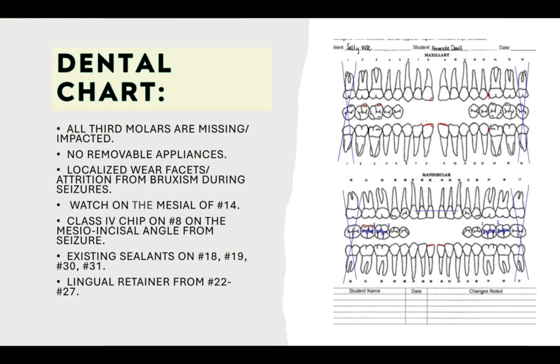Sally does not have a removable appliance, but we can see on the chart here she has a lingual retainer from tooth numbers 22 to 27. Sally also has pre-existing sealants on tooth numbers 18, 19, 30, and 31.